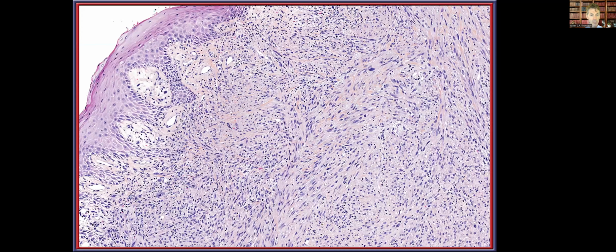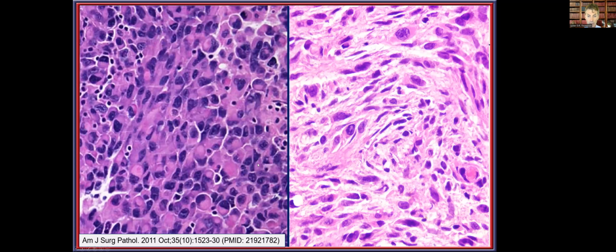So here you will notice a single high-power field of one of these cases. And I will tell you, if I look at this, it doesn't take much imagination to say, well, is that surface epithelium actually blending with this adjacent tumor? It seems to be kind of dropping off in some areas. And so could this be a spindle squamous cell carcinoma?